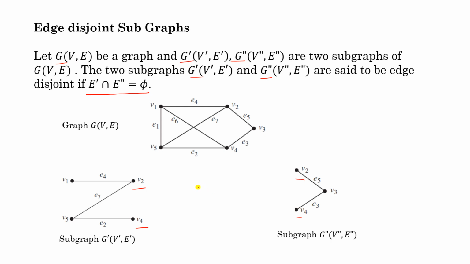But if two subgraphs are edge disjoint, then it is not necessary that these two subgraphs are vertex disjoint. They may be vertex disjoint or they may not be vertex disjoint subgraphs.